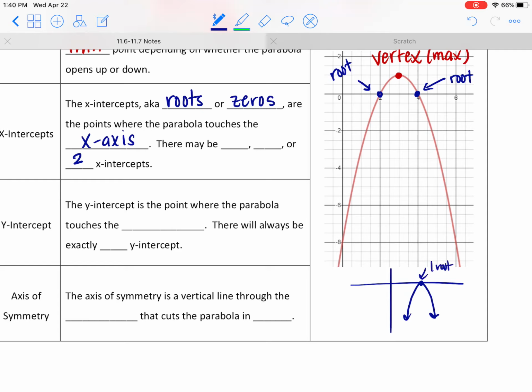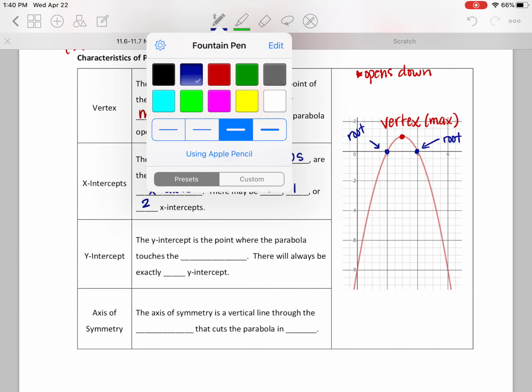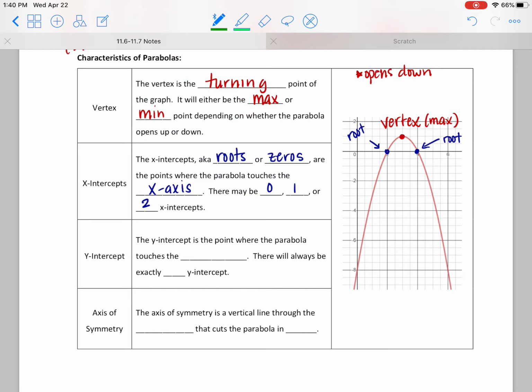Not the only possibility. I mean, if we were to shift this graph down a little bit, let's say the vertex of our graph was on the x-axis. In that case, we would only have one root. Or let's say we made a graph where the vertex was here and it opened up, then it's possible for this thing to never touch the x-axis. So there could be 0 x-intercepts, there could be 1 x-intercept, or there could be 2. Most of the time, it's going to be 2, but 0, 1, or 2 are all options, okay?